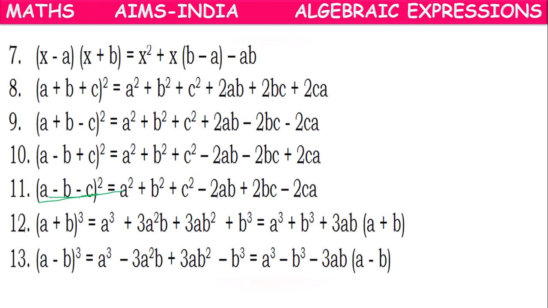Next children, if minus is there for two terms, then first three terms, no change. Product of first and second, only one minus is there, it will become minus. Product of second and third, for two terms minus is there, it will become plus. Product of first and third, only for one term minus is there, it will become minus.